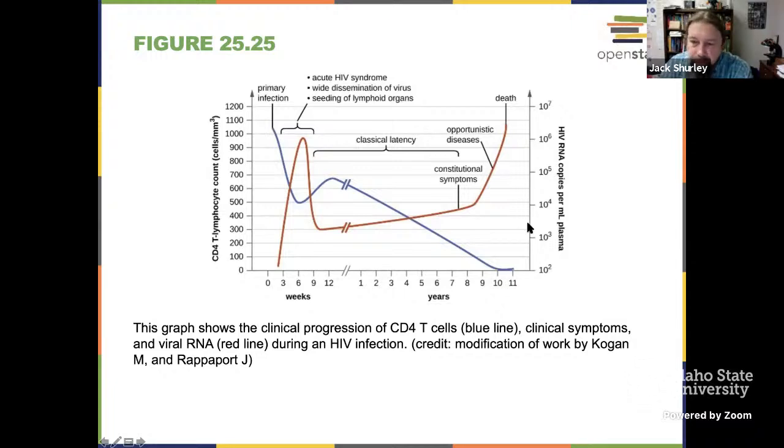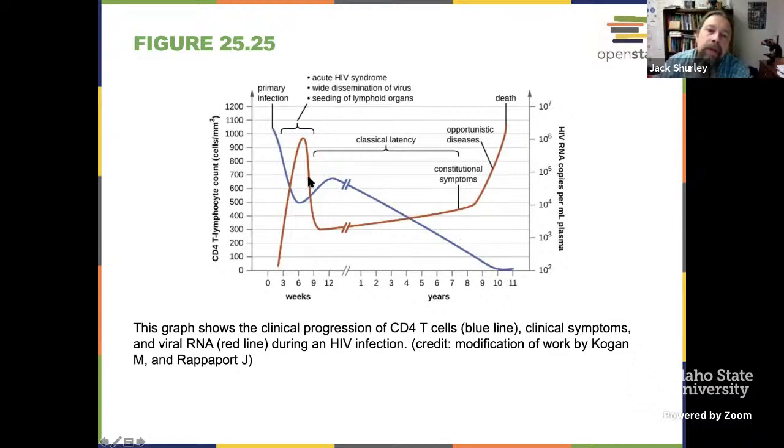So we're up here at about a couple hundred thousand copies per milliliter of plasma, and it stays like that for a handful of months, or potentially persisting for years as we move over into the year range. You can see it starts to increase over time. And again, as we're moving through this, this is looking at what is occurring without treatment.